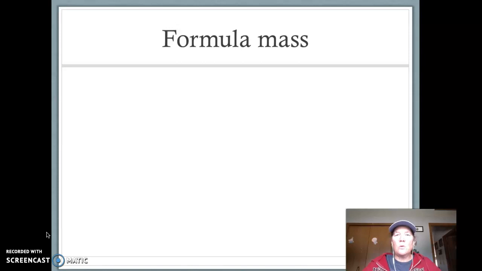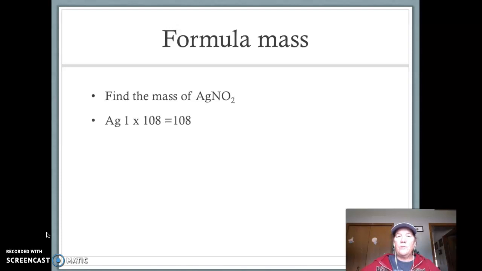So formula mass and molecular mass mean the same thing. It's what a compound weighs, and it's actually very simple to find. When you have a compound like silver nitrate here, you take each individual element and how much of each element. This only has one because there's no subscript. The 108 I get from the periodic table. It's the mass of silver. And again, you can round. It might be 108.25, whatever. Just round, that's fine. So the mass of silver in silver nitrate is 108.